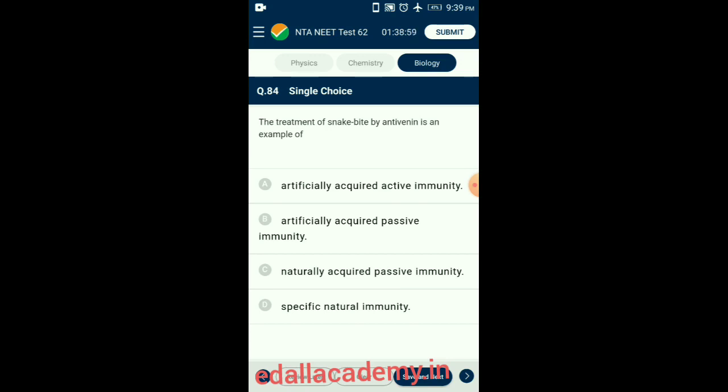Antibodies used for controlling tetanus and diphtheria used to be cultured in horses and injected into humans. Example: ATS against tetanus, antivenom against snake bite. So the answer for this question is option B, artificially acquired passive immunity.